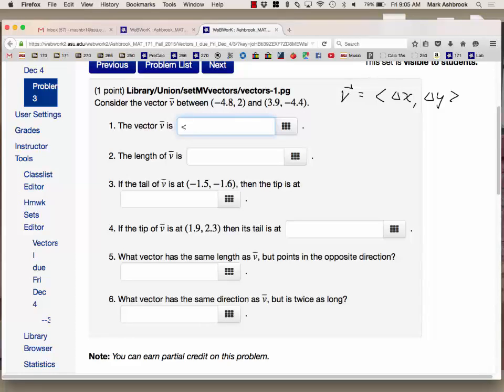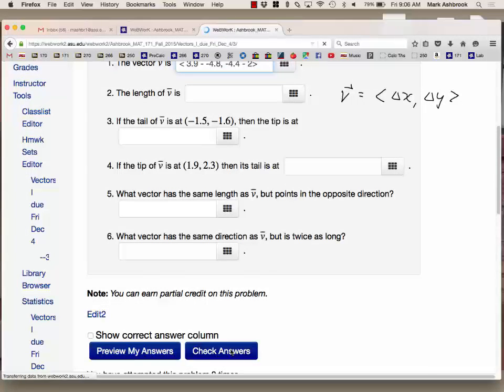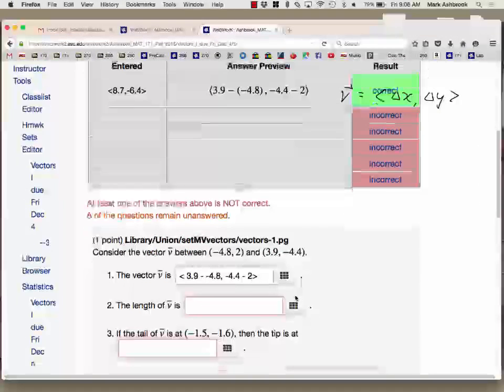So, how do we calculate the change in a variable or a quantity? Final minus initial, right? Think about a number line. If you're at negative 4.8, how much does it change to get to 3.9? Okay, so 3.9 minus negative 4.8, or 3.9 plus 4.8. And then how much does y change? It starts at 2, ends up at negative 4.4. That's a negative change, right? Of 6.4. Okay? So let's just do that and get the value here. So that's 8.7, negative 6.4.